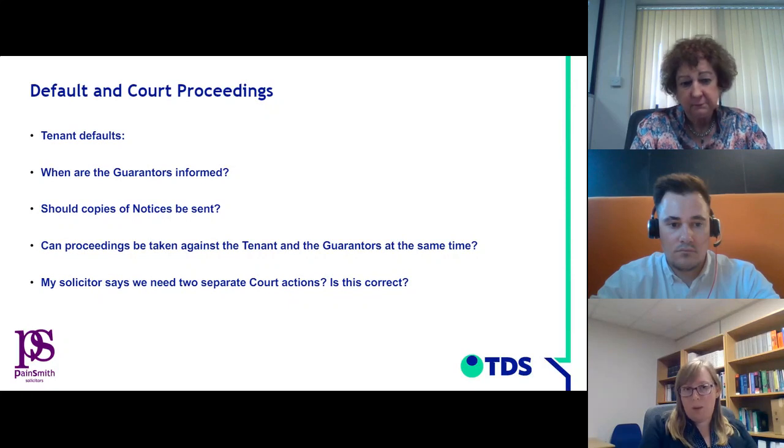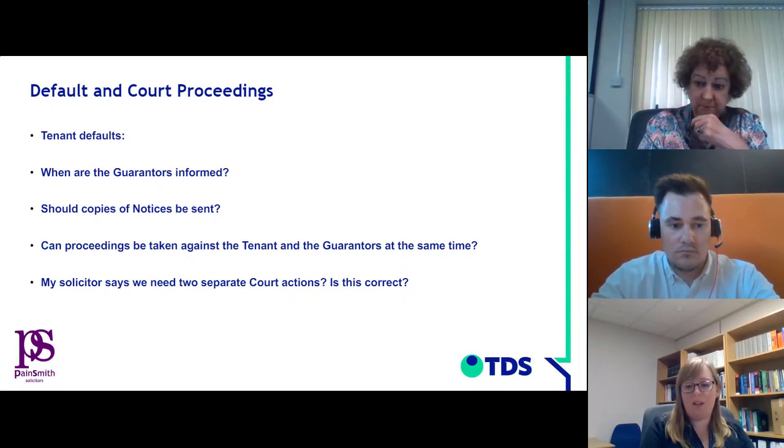A guarantor from time to time may get fed up with bailing out a tenant. So knowing that possession action is being taken as part of this process, and they're not just being required to pay the rent, may well assist in terms of preventing them from paying.